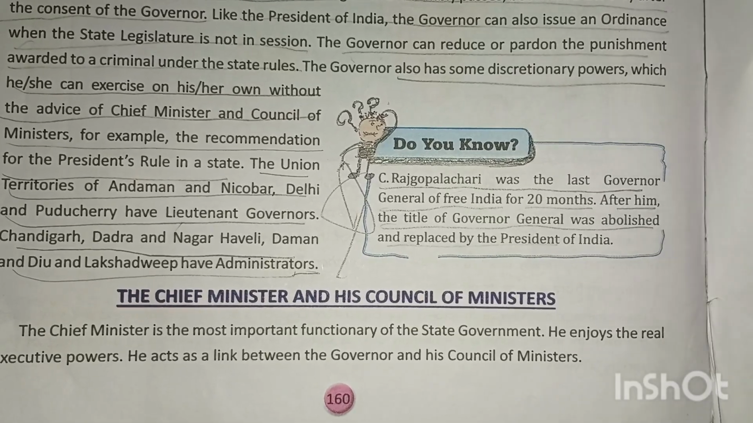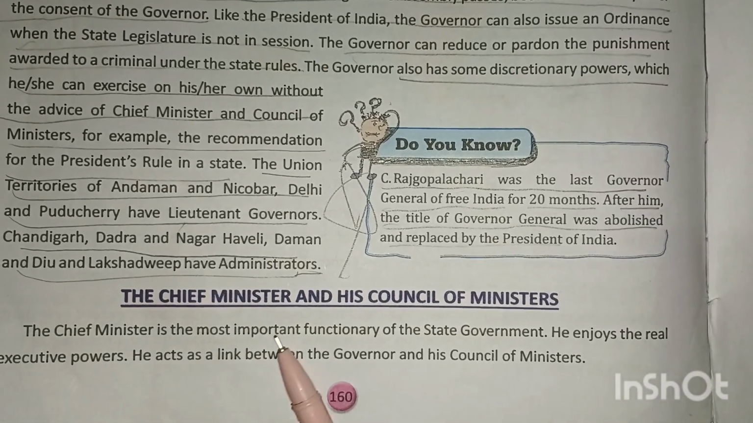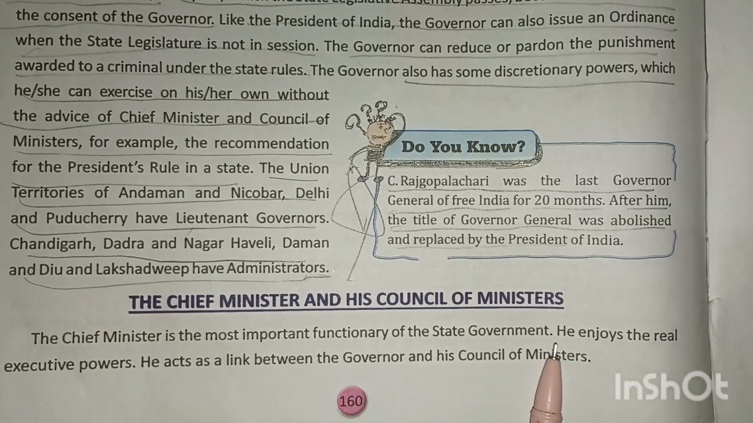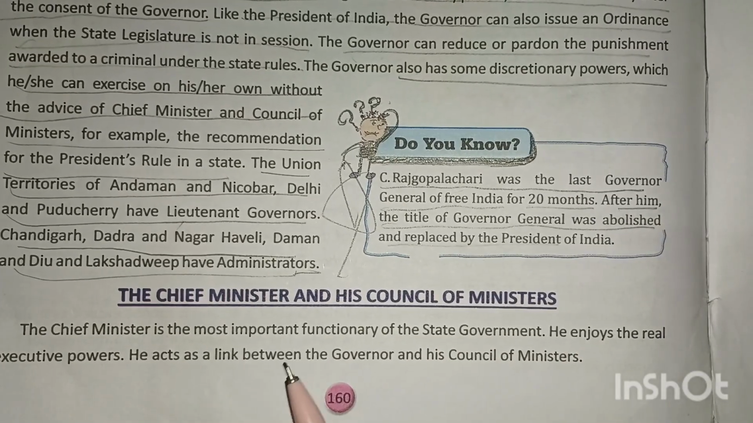The Chief Minister and his Council of Ministers. So who is the Chief Minister? The Chief Minister is the most important functionary of the state government. He enjoys the real executive power. He acts as a link between the governor and his Council of Ministers.